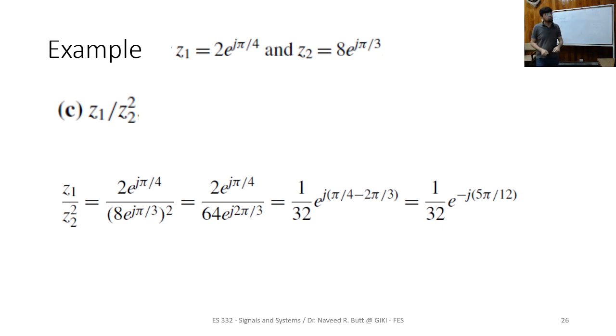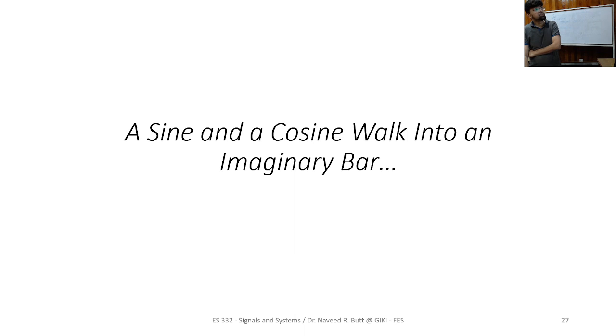Yahi hai. So firstly you have 2 e^(j pi/4), that is 8 e^(j pi/3) square, so 8 becomes 64, and the j 2 pi power ka product ho jaata hai, so it becomes e^(j 2pi/3), and you simply subtract the powers, and 1 by 32 will do this, right? So this is what you get.